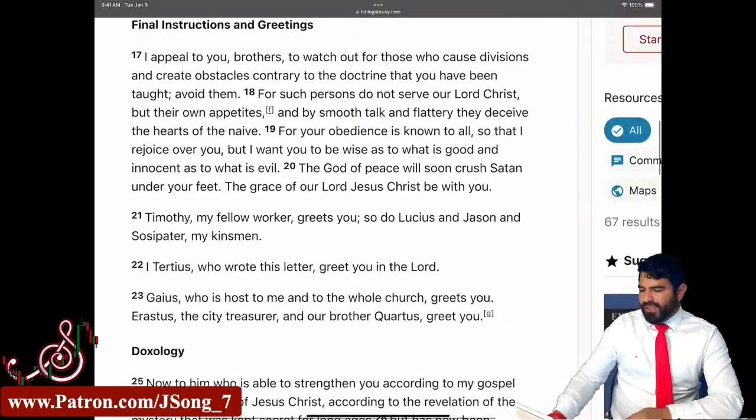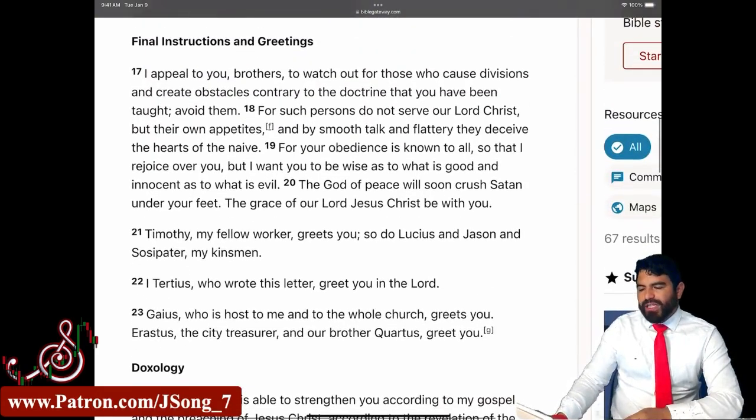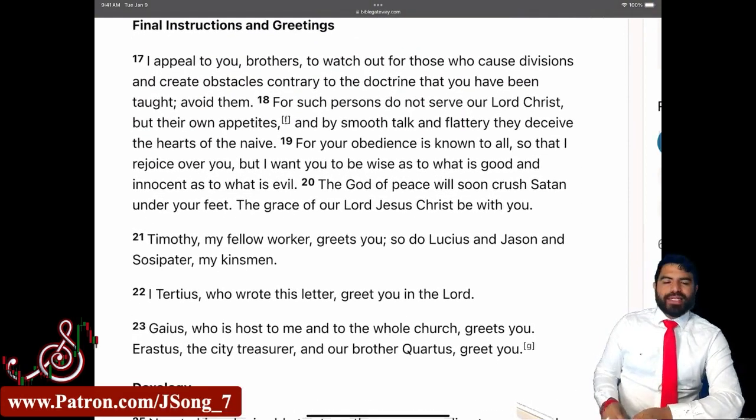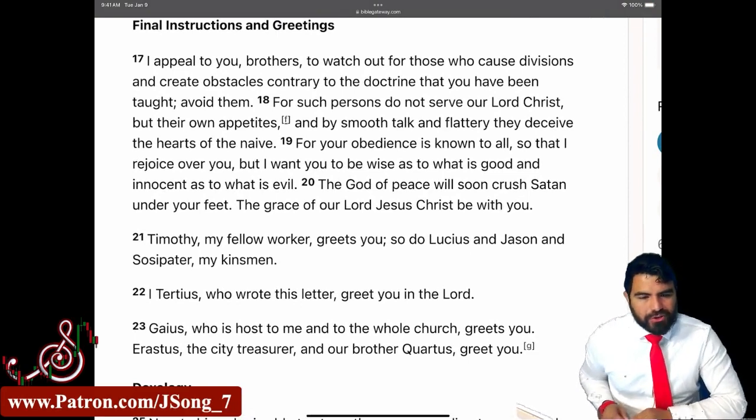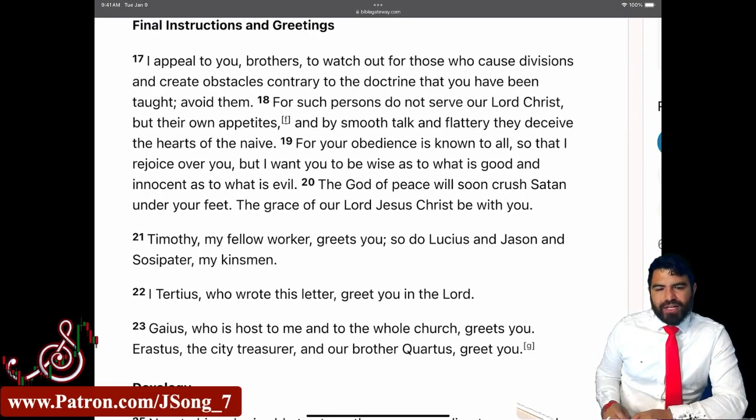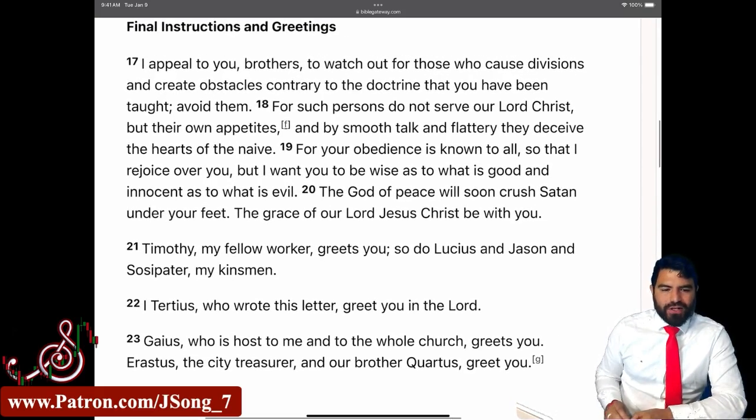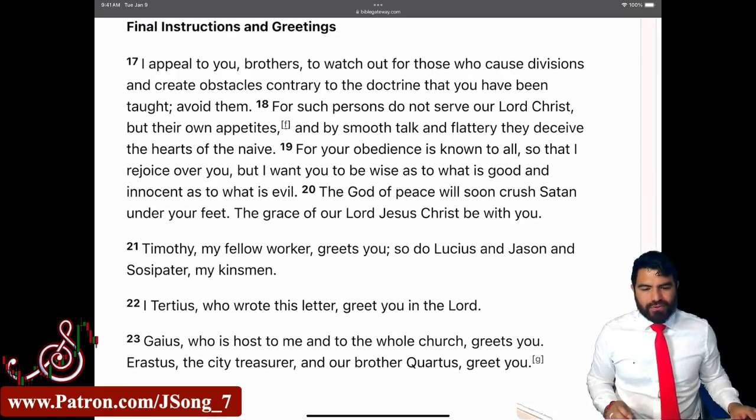And final instructions, it says, I appeal to you, brothers, to watch out for those who cause divisions and create obstacles, contrary to the doctrine that you have been taught. Avoid them, for such persons do not serve our Lord Christ, but their own appetites.